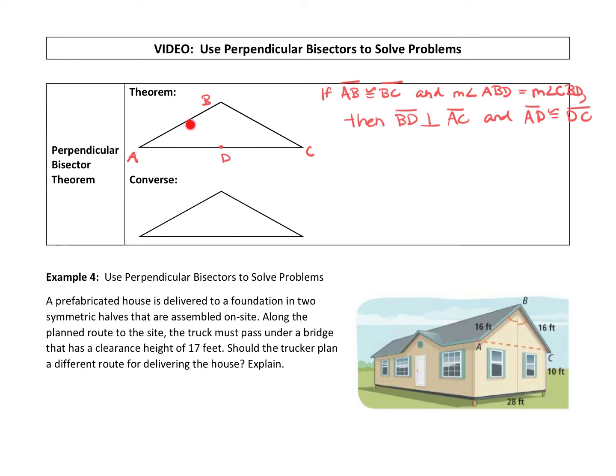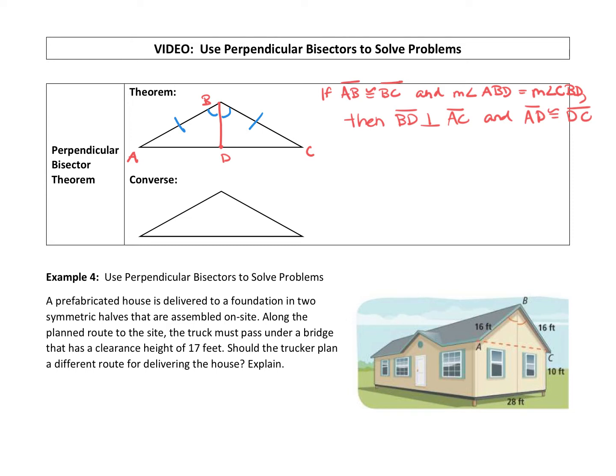We've got our triangle ABC, and then we have this point D on this bottom part of our triangle. So if AB is congruent to BC, well, right there we have an isosceles triangle, and the measure of angle ABD. So I'm going to go ahead and connect segment BD, because now we're saying that the measure of angle ABD is equal to the measure of angle CBD. Then we can say that BD is perpendicular to AC.